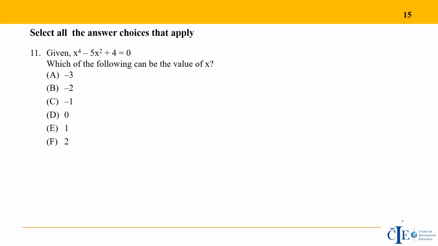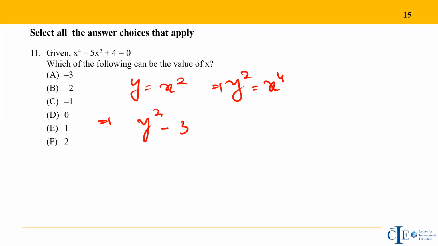Okay, so this can again be further simplified by assuming y as x squared. Therefore, y squared would be x raised to 4, and hence you can rephrase this as y squared minus 5y plus 4 equals 0, reducing it to a quadratic. Now we know this is 4 into 1, but minus 5, so minus 1 into minus 4. So the roots would be plus 1 or plus 4.